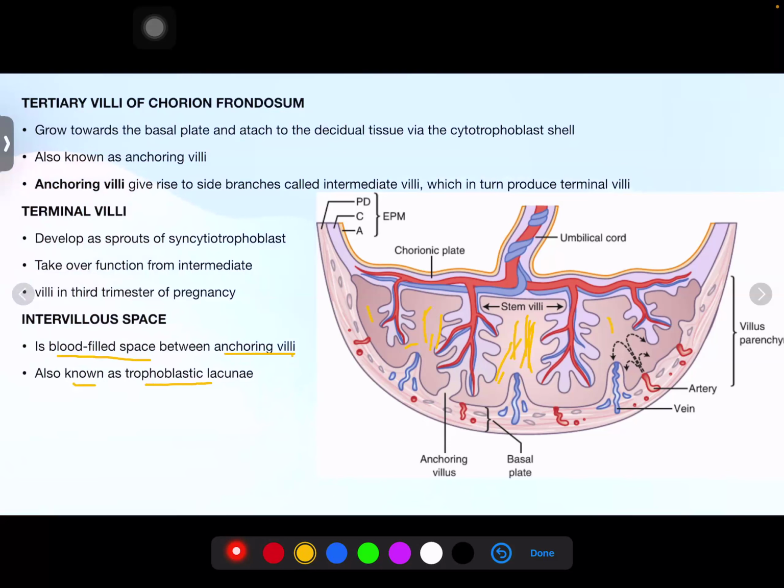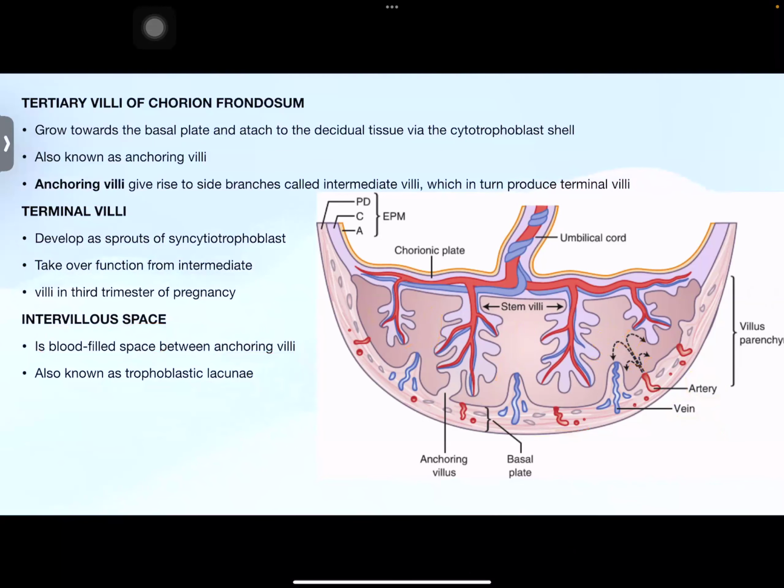If you see, this is the basal plate, the maternal artery. See, this is the artery and vein. This would be the maternal artery and vein. So uterine artery, maternal uterine arteries are here. Basically they open into this intervillous space. So here the exchange of blood and all the materials would occur, because this anchoring villi also open into this intervillous space. So this is the blood-filled space between the anchoring villi.